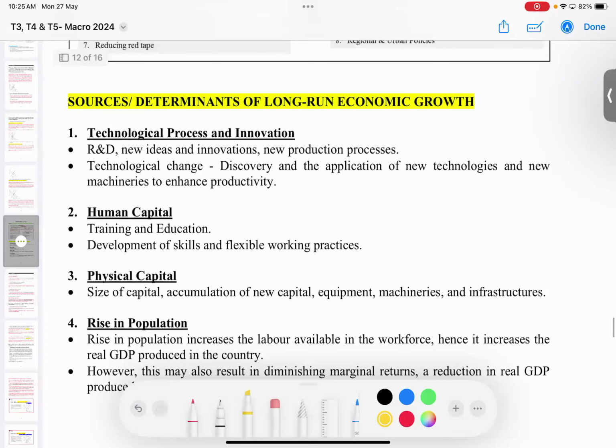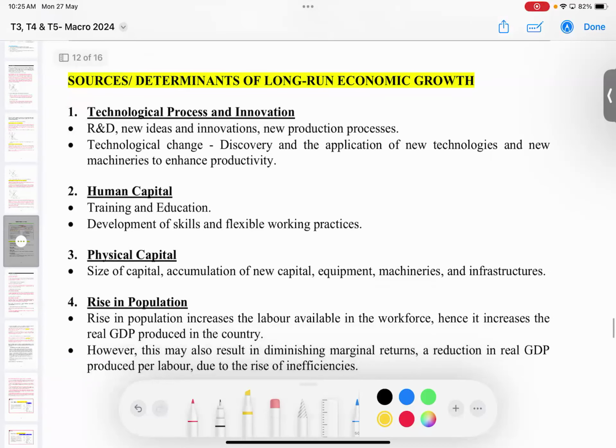You can use back the determinants of the long run economic growth that you had learned in the first lesson. Okay. And categorize that into supply side policies because all these are going to influence the potential output in the economy. So therefore, that is also considered as supply side policies. Technological advancements, human capital through education and training, physical capital through the increase of machineries, capitals, and equipments, and also the rise in population, like having more workers, like what we say, increase in the quantity of resources.